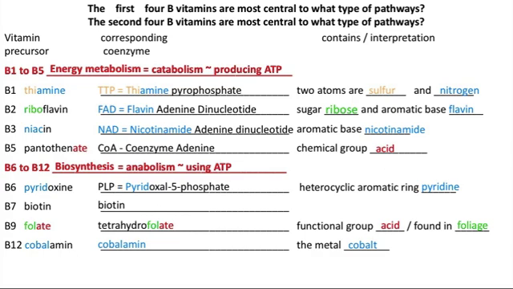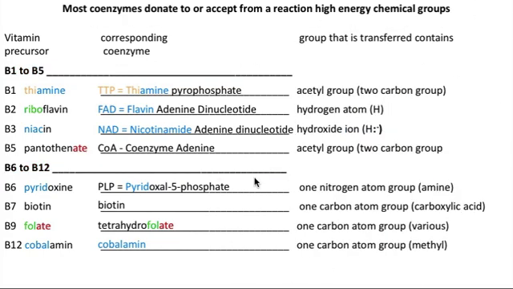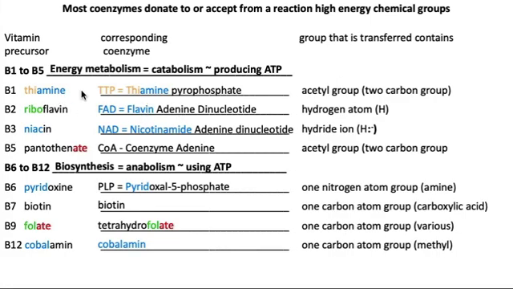That is, the last four B vitamins, B6, 7, 9, and 12, are used in anabolic reactions, biosynthesis reactions which take simpler compounds and link them together into more complicated compounds using energy from ATP, NADPH, and other high-energy coenzymes. Another way to see these B vitamins is based upon their specific role in catalysis. For example, TPP either donates or accepts an acetyl group. FAD either accepts or donates a hydrogen atom. NAD either accepts or donates a hydride ion. So what's most important about riboflavin and niacin is that their corresponding coenzymes are involved in oxidation reduction reactions.